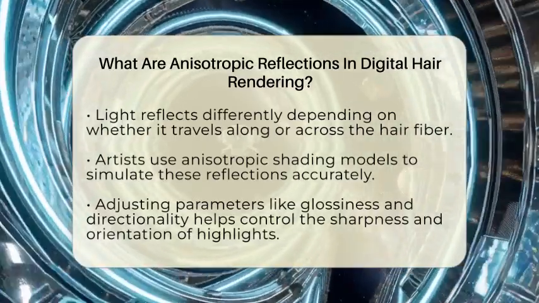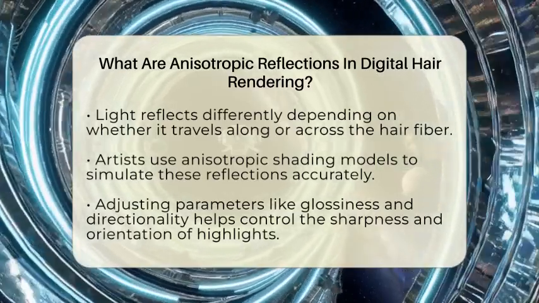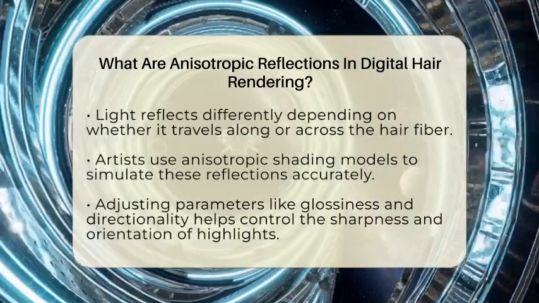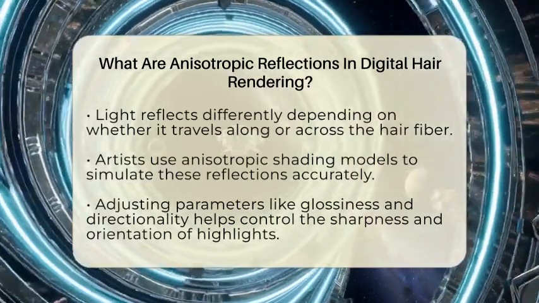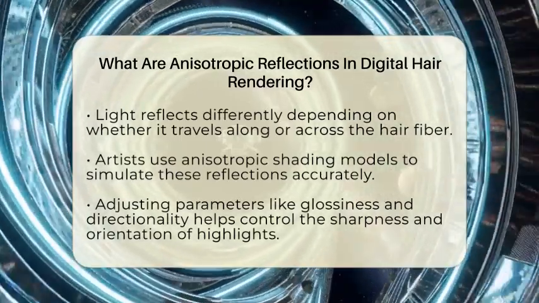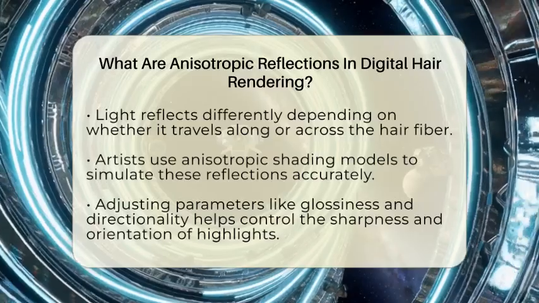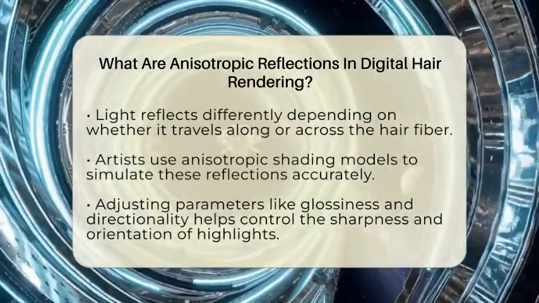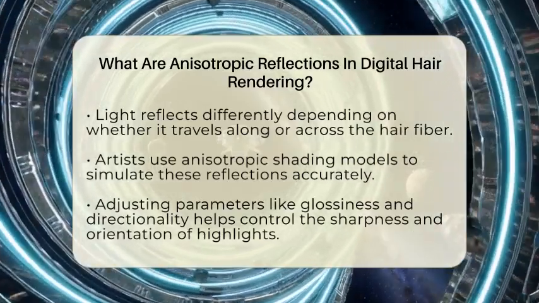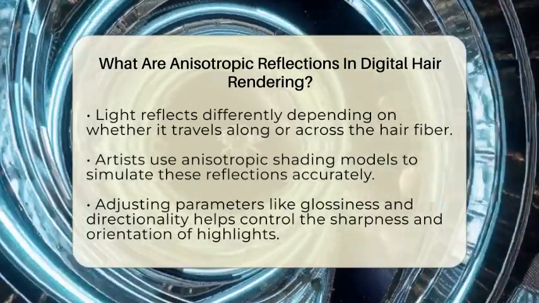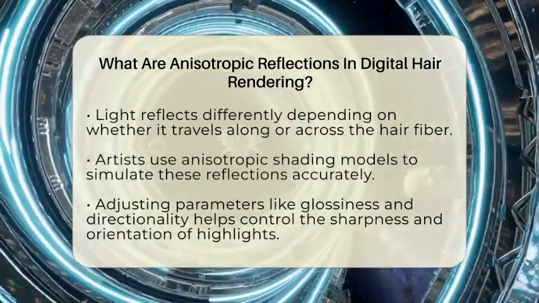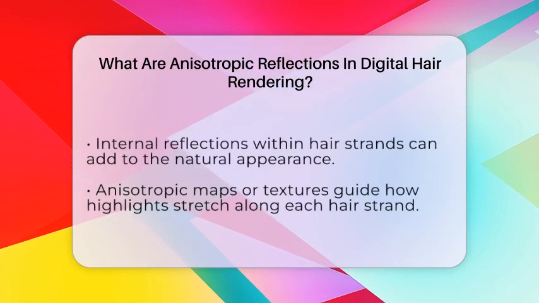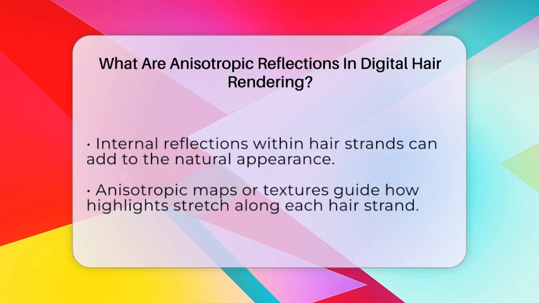Artists use advanced digital painting techniques to capture this, often employing special shading models called anisotropic shading models. These models use math to simulate how light reflects more sharply along the direction of the hair fiber and more diffusely across it. To control this effect, artists adjust parameters like glossiness, which determines how sharp or soft the highlights are, and directionality, which aligns the reflections with the hair's orientation.